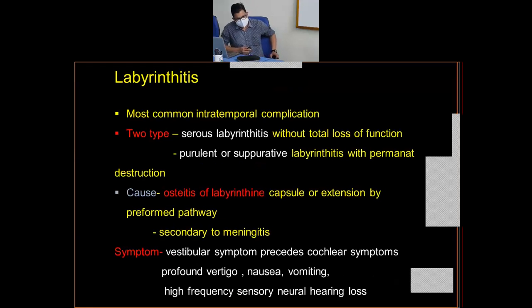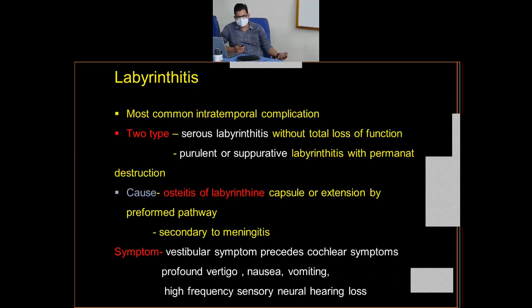Then labyrinthitis. I already told you in the intratemporal complications, labyrinthitis is the most common. Okay, there are two types of labyrinthitis. It may be serous labyrinthitis. Serous labyrinthitis means what? It's just an accumulation. There is no such infection. So serous labyrinthitis is not with total loss of function. Labyrinthitis means inflammation of the labyrinth. The labyrinth contains the semicircular canals, vestibule, cochlea, everything.